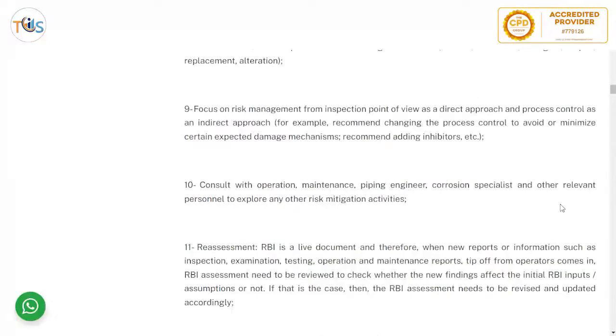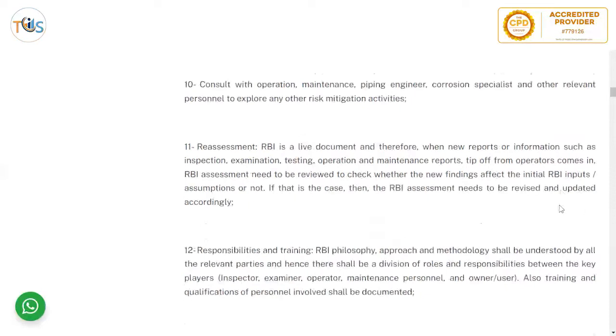Focus on risk management from an inspection point of view as a direct approach, and procurement process control as an indirect approach. The first thing is, obviously this is risk-based inspection, so inspection is the main topic here. And there could also be some indirect approach. For example, recommend changing the process control to avoid or minimize certain expected damage mechanisms. Recommend adding inhibitors, so that particular damage mechanism doesn't happen in the first place. Consult with operation, maintenance, piping engineer, corrosion specialist, and other relevant personnel to explore any other risk mitigation activities.